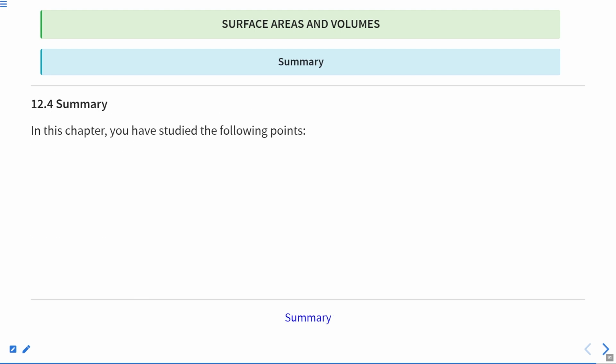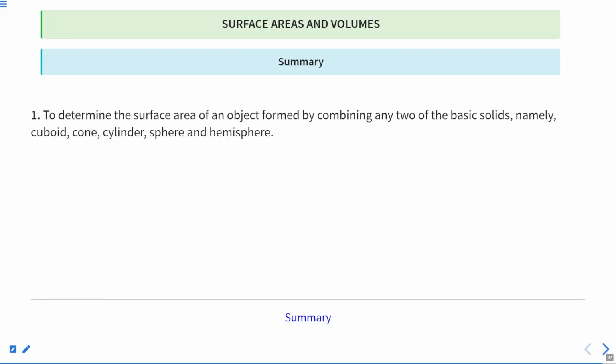So now let us summarize whatever we covered in this chapter. So in this chapter we have studied the following points. So first point is to determine the surface area of an object formed by combining any two of the basic solids, namely cuboid, cone, cylinder, sphere and hemisphere. Okay, so we determine the surface area of an object that is formed by combining any two of the basic solids.